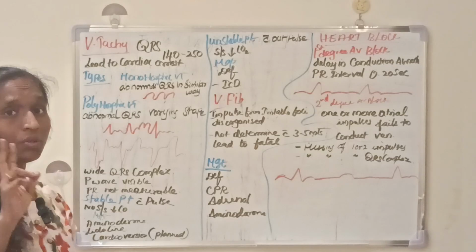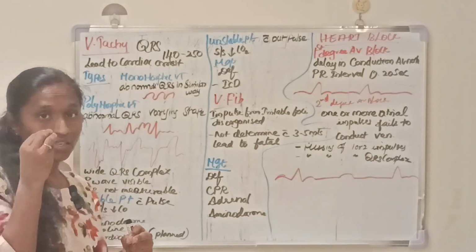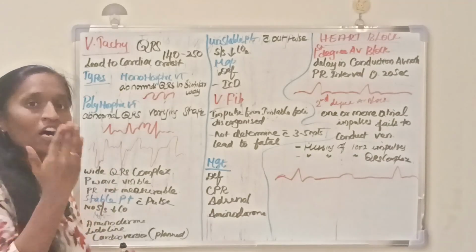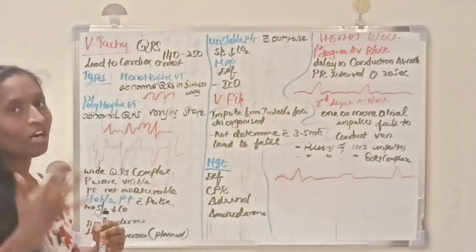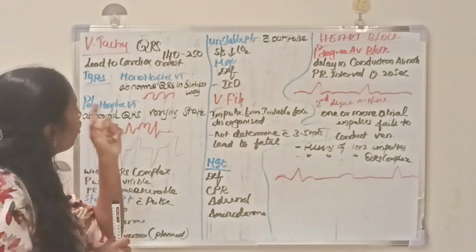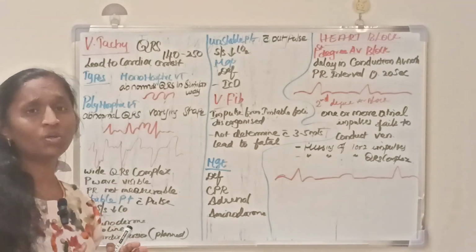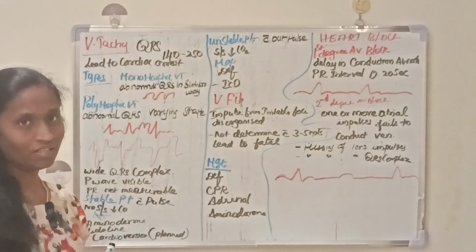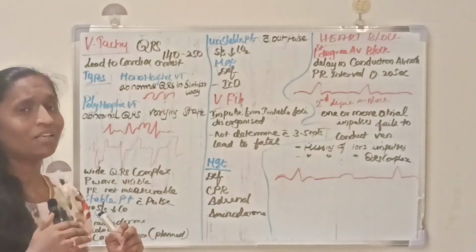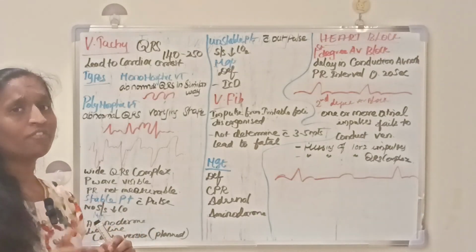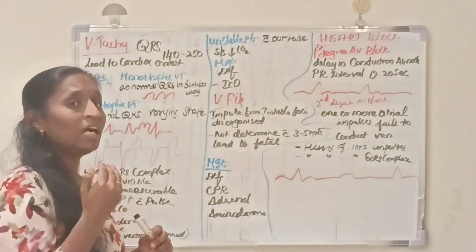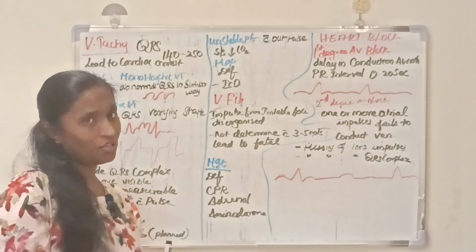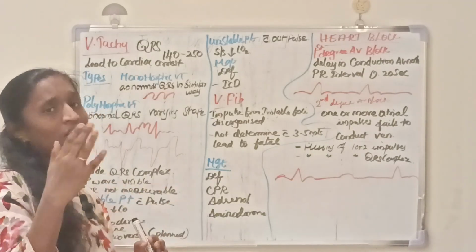Here we have two types of ventricular tachycardia: monomorphic ventricular tachycardia and polymorphic ventricular tachycardia. Monomorphic means there is an abnormal QRS complex, but it is in a similar way. Abnormal QRS complex in a similar way, that we call monomorphic ventricular tachycardia. And polymorphic ventricular tachycardia means there is an abnormal QRS complex which varies in size.